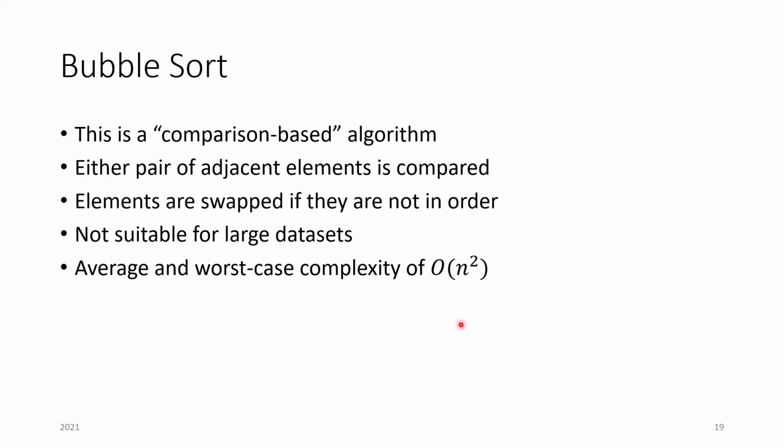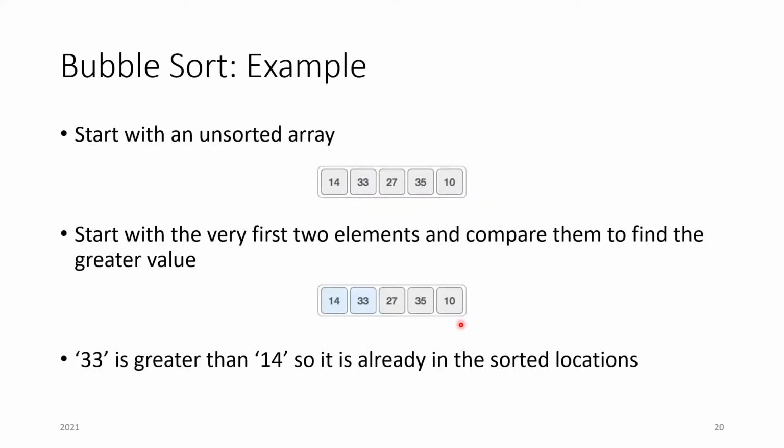So bubble sort here is basically comparison based. It's also not suitable for large data sets. The average and worst case complexity is going to be O of n squared. And we're going to see visually how it actually operates in the next few slides.